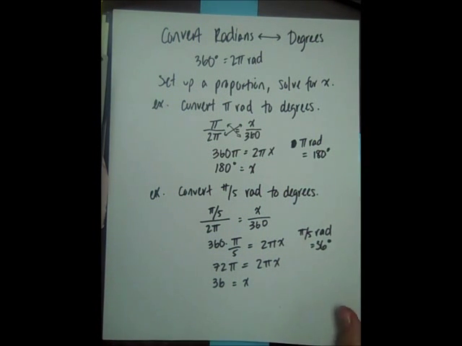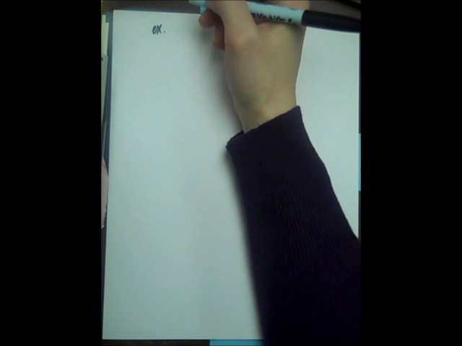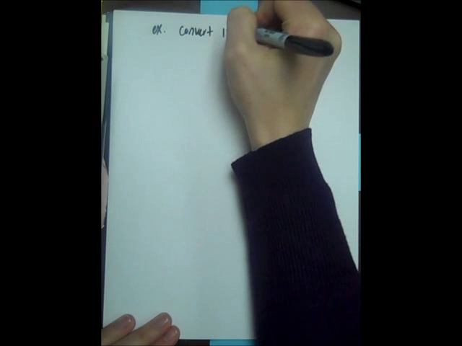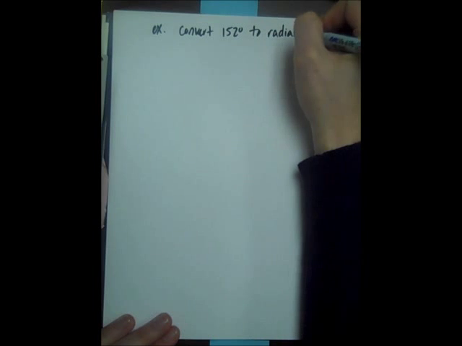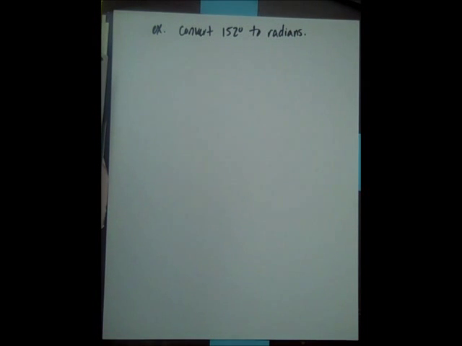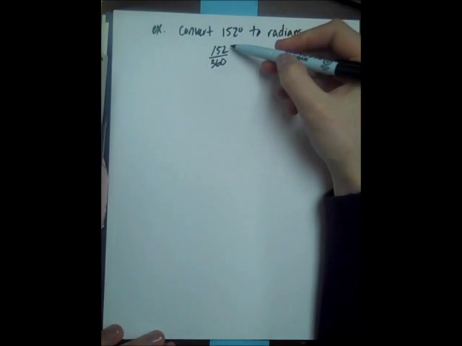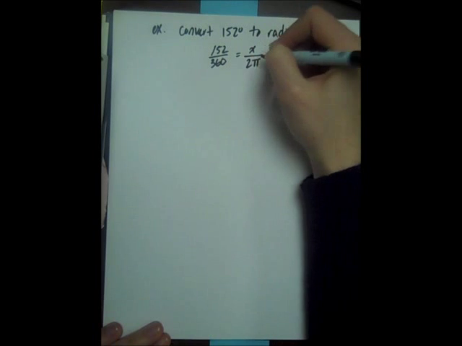Now let's try some where we're going the other way. So I'm going to give you the degrees, tell me the radians. So this time, let's convert 152 degrees to radians. This time I give you the degrees. I want to know the radians, so set up your proportion. 152 over 360, so the number of degrees that I gave you over the total number of degrees in a circle is how many radians, that's x, over 2 pi.